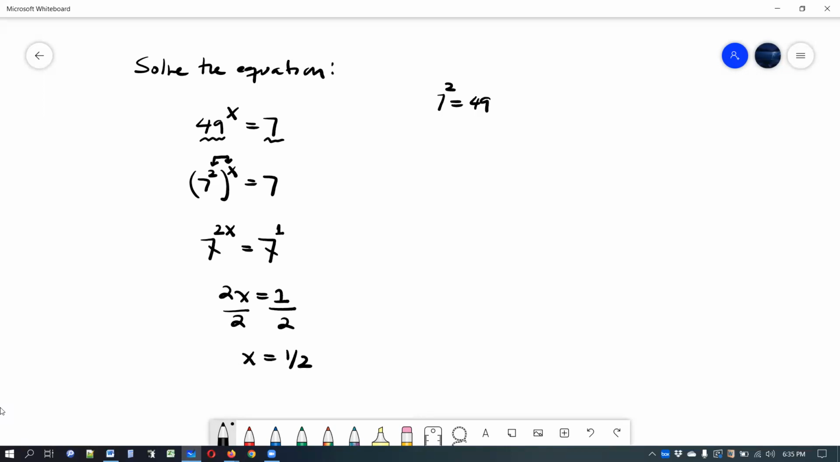This is all I have to do. This is the end of the problem. And sure enough, if you check back, 49 raised to the 1/2 equals 7 because 49 to the 1/2 is the square root of 49. Okay, so that's the first problem.